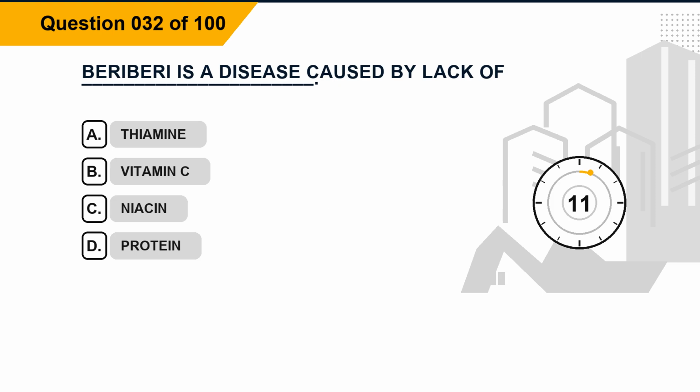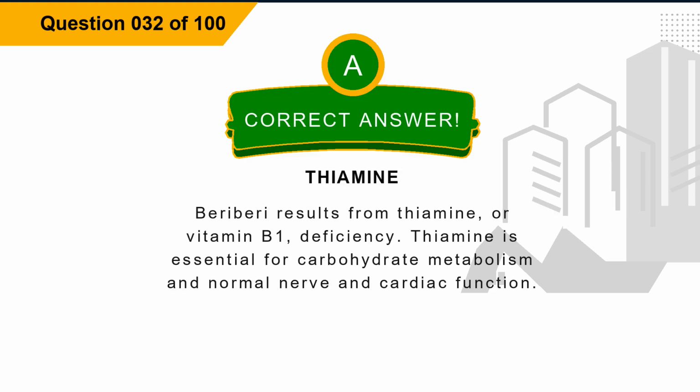Question 32. Beriberi is a disease caused by lack of blank. Option A, thiamine. Option B, vitamin C. Option C, niacin. Option D, protein. The correct answer is option A, thiamine. Explanation. Beriberi results from thiamine, or vitamin B1, deficiency. Thiamine is essential for carbohydrate metabolism and normal nerve and cardiac function.